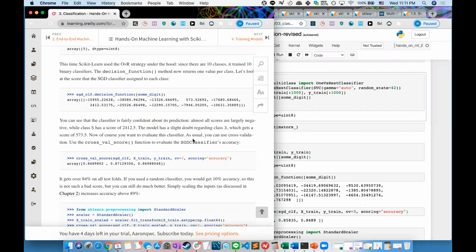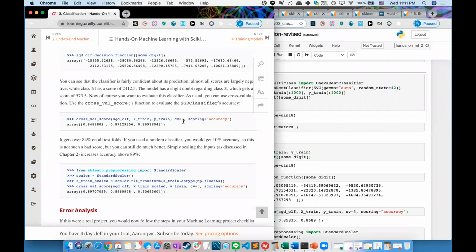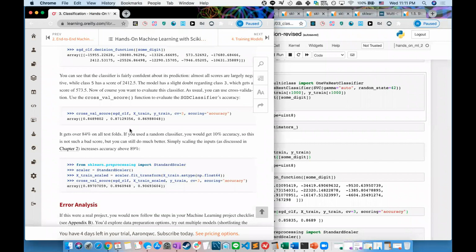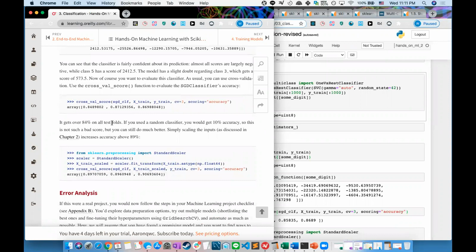Now, of course, you want to evaluate this classifier. As usual, you can use cross-validation and the cross_val_score function to evaluate the SGD classifier's accuracy. It did 3 folds, so you get three scores. It gets over 84% on all test folds. If you use a random classifier, you get 10% accuracy, just because there are 10 classes. So this is not such a bad score, but you can still do much better.